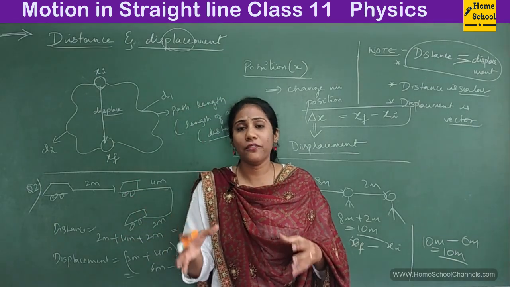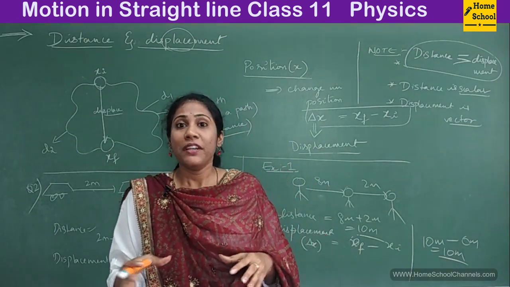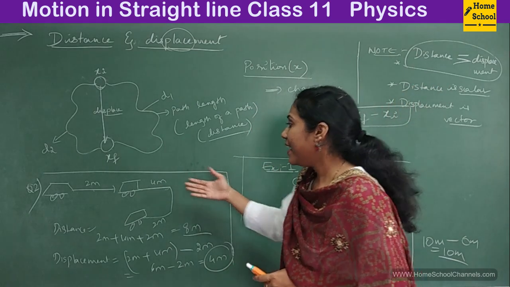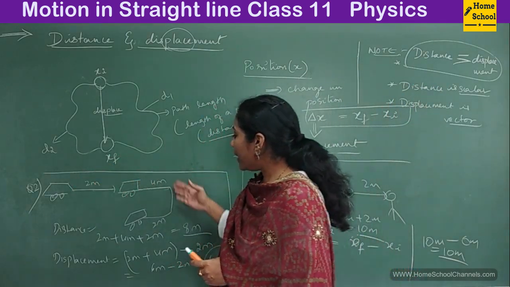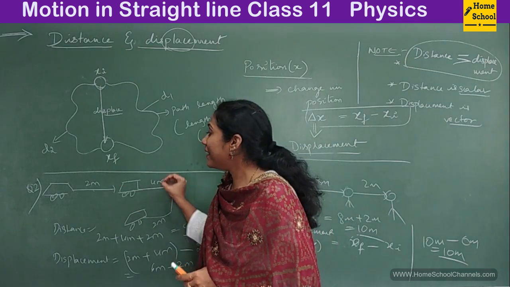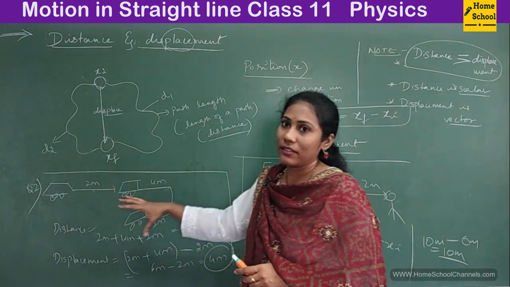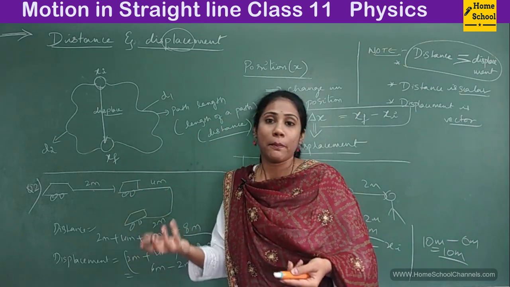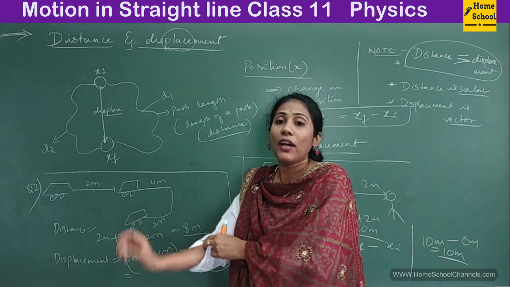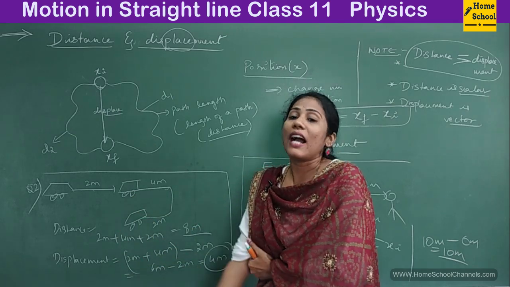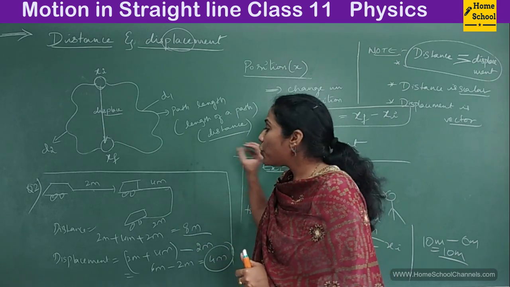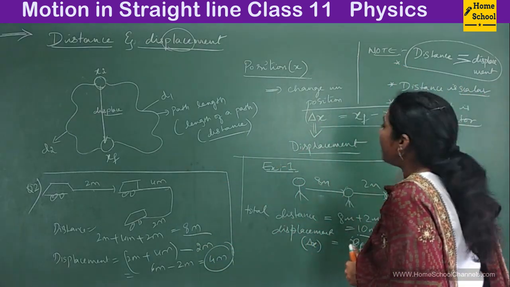So what do you mean by scalar quantity? A quantity which has only magnitude. We don't bother about direction here. See distance, we only consider the magnitude. I mean the total path that a car has covered. So that is the amount. Magnitude means the amount, or the total path that a car is covering. We don't worry about the direction. So distance is a scalar quantity.